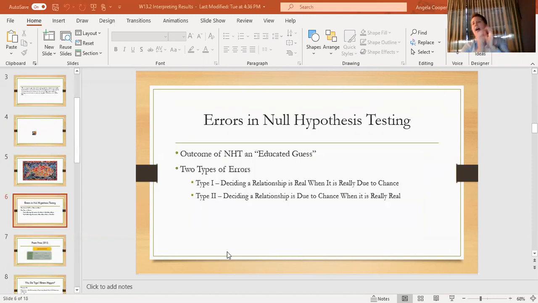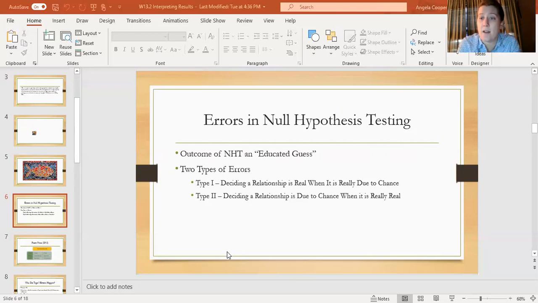So of course, when we have testing, when we're finding these results, there's always the outcome of there being errors. There's always the possibility of errors being present. So the outcome of a null hypothesis test is an educated guess, essentially. We don't know for certain because there's always the possibility of some sort of error. These are known as type 1 and type 2 errors. So if you get these confused as to which one is which, it's okay, because I do as well. It's kind of hard to remember. It's kind of hard to keep track.